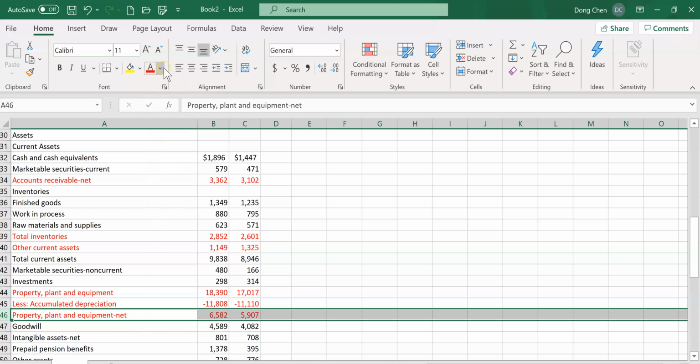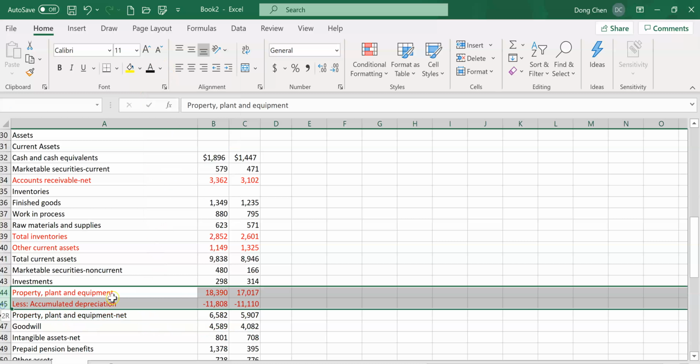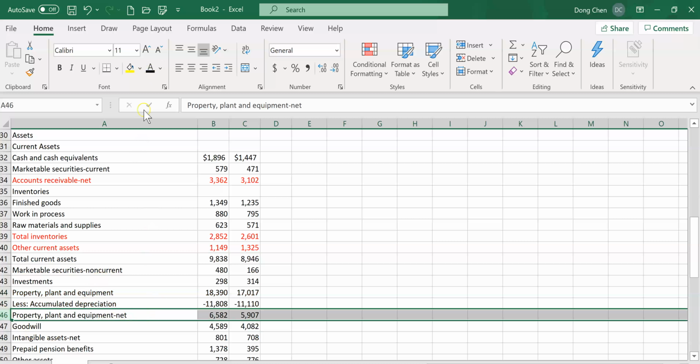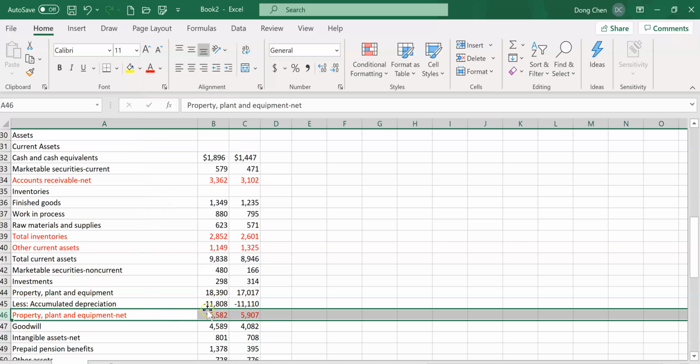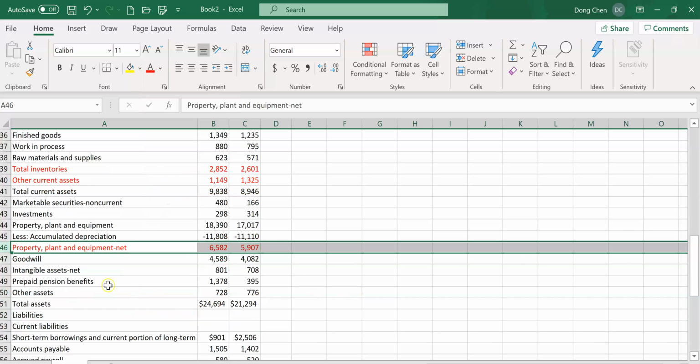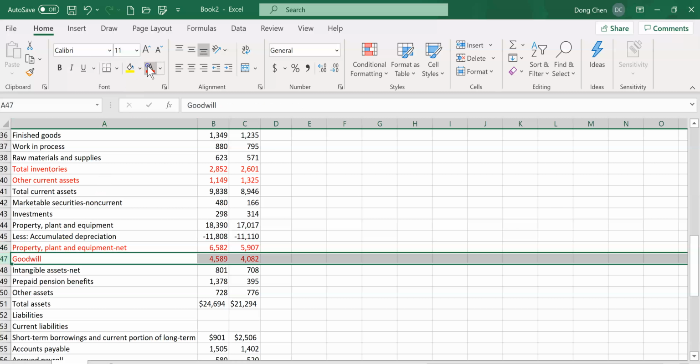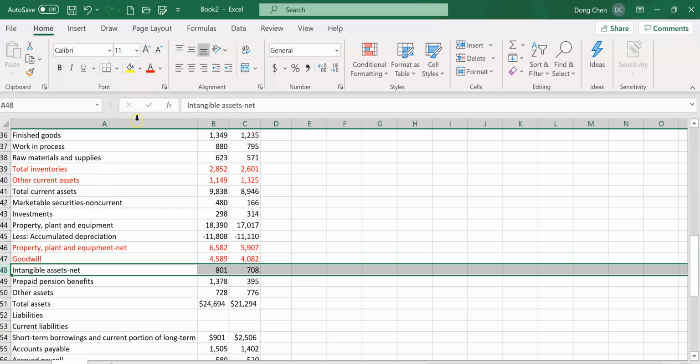So probably it's not a good idea to add this, because basically it's the sum of these two. I think to facilitate the calculation, I can just leave this in black and just add this in red, because this will just give me one number, which is the difference between these two. And goodwill is operating in general. Intangible assets, this is operating too.